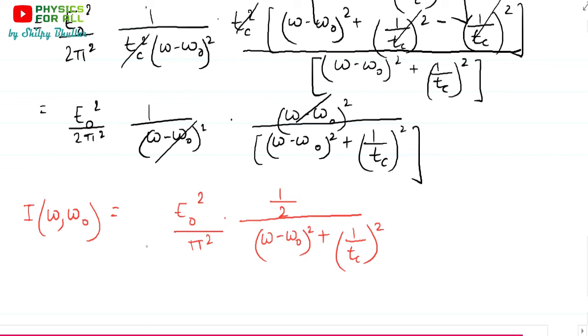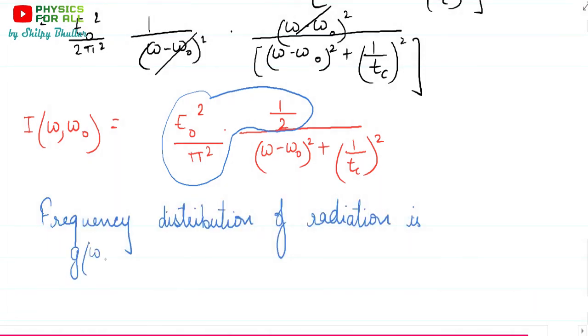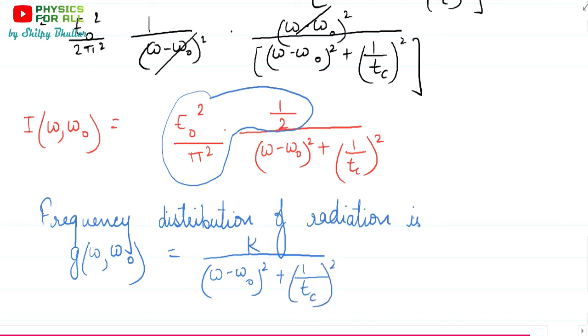And now the next step is to find frequency distribution. For frequency distribution, all we need to do is ignore the constant terms. And here, what are the constant quantities? This. E naught square, pi square, half. They all are constant quantities, so we don't need them. We will replace this by k, where we consider that k is simply a constant. We can write frequency distribution as g(omega, omega naught) equal to k upon (omega minus omega naught) whole square plus 1 by Tc whole square, k a constant. So we are now concerned with only this denominator. This is the term which is of importance here.